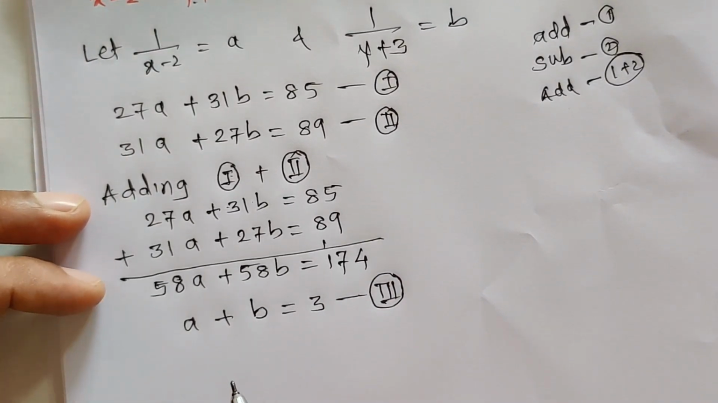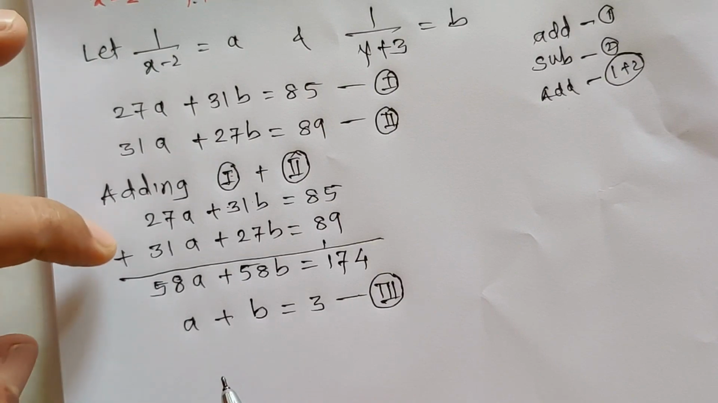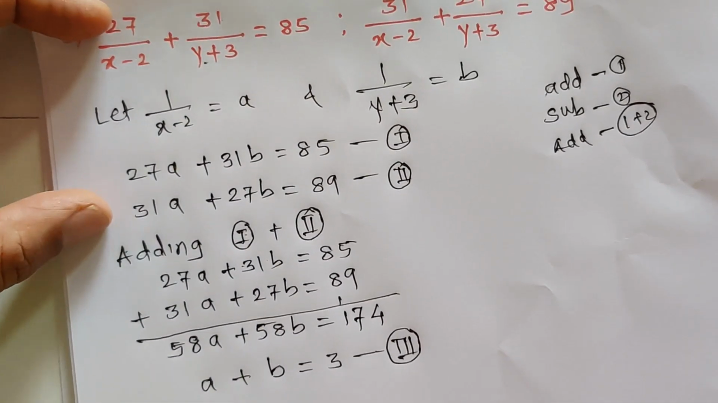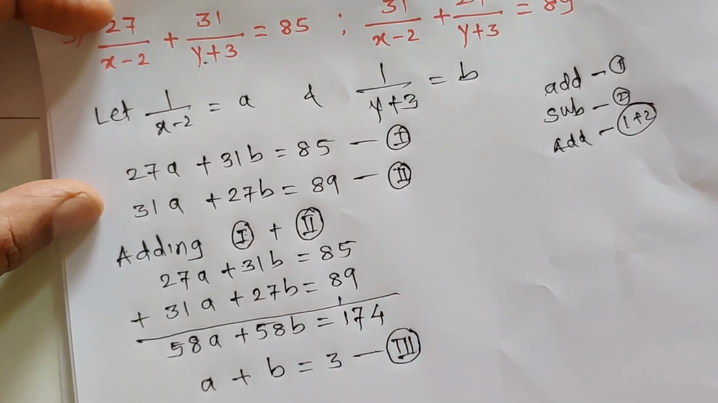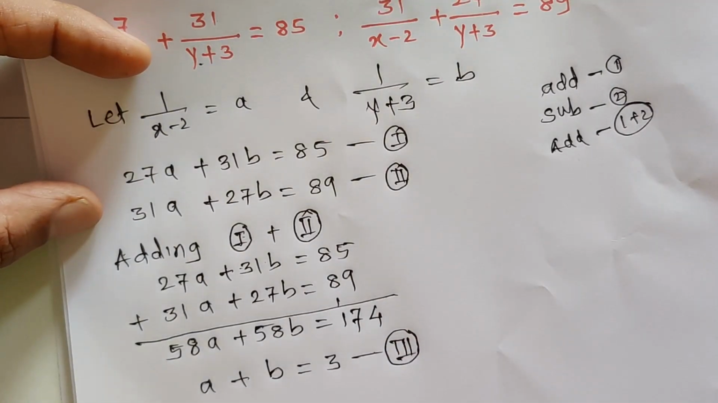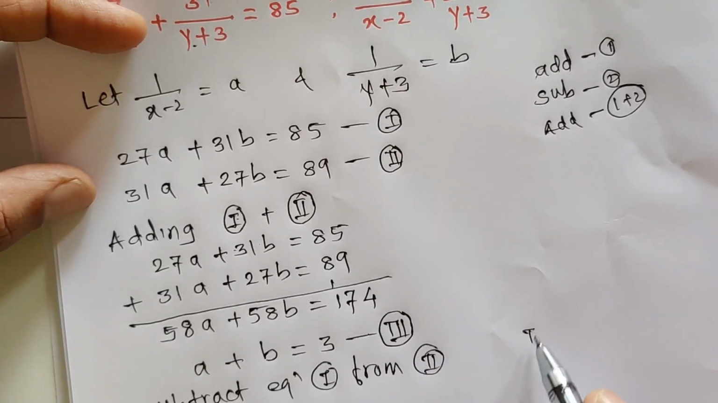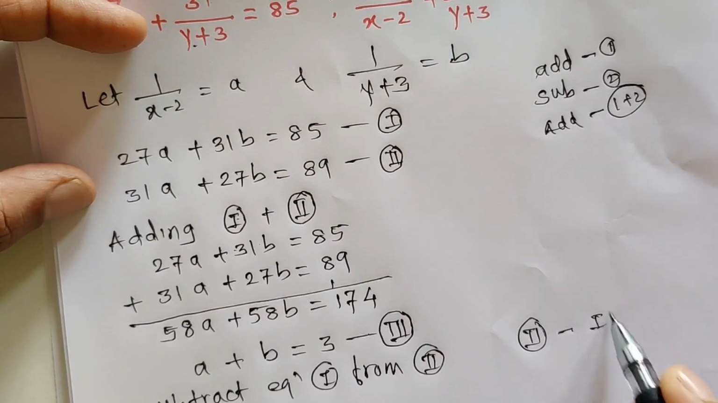Now subtract equation 1 from 2. Subtract 2 from 1 or 1 from 2. So we are subtracting equation 1 from 2. That means first we have to write the second equation minus the first equation.